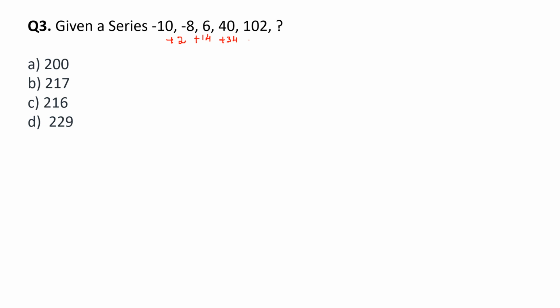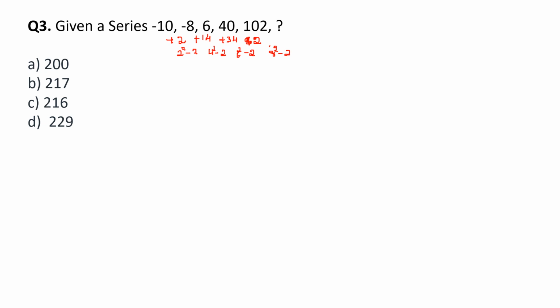Okay, then 40 plus 62 is 102. So now if you see, how do you get 2? 2 is 2 square minus 2, 4 minus 2. Then 14 is 4 square minus 2, 16 minus 2. And 34 is 6 square minus 2, 36 minus 2. And 62 is 8 square minus 2.